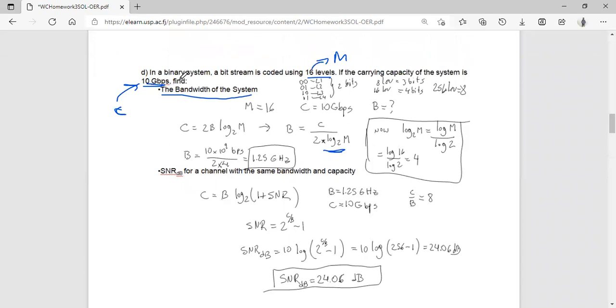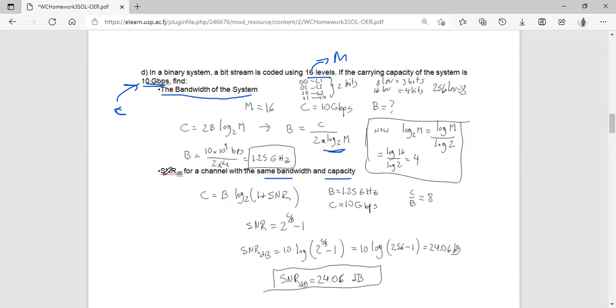Now, moving on to part 2 of this particular question. Part 2 says, we need to find SNR in dB for a channel with the same bandwidth and same capacity. So now we go back to Shannon's theorem, right? We know our bandwidth, we know our capacity. We just need to find SNR in dB.